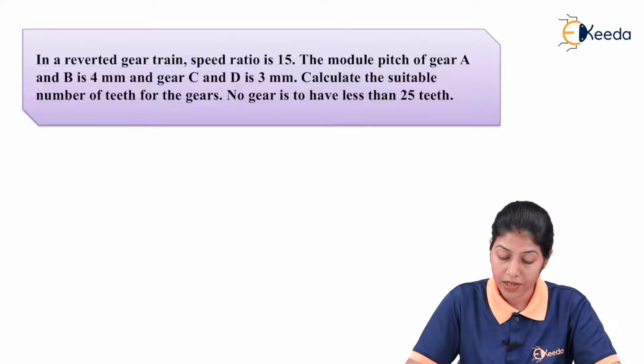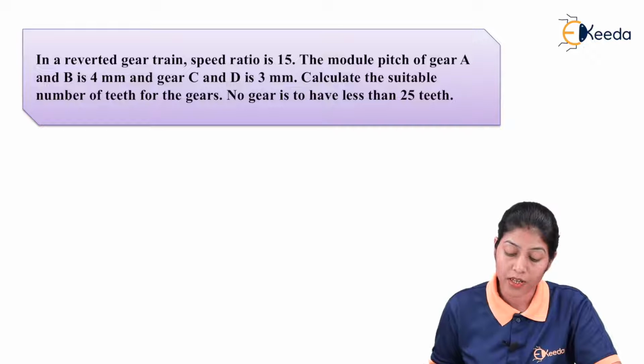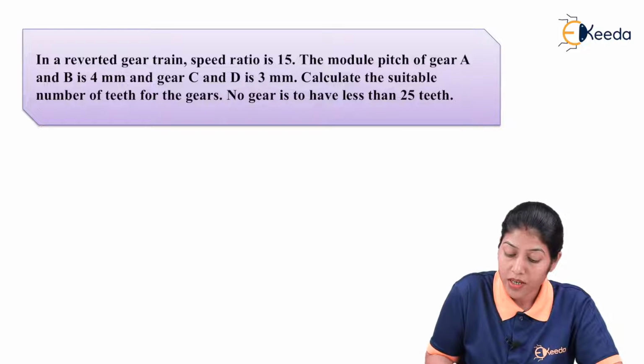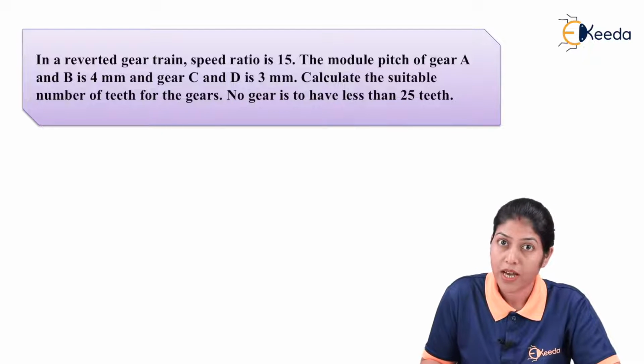So let's start the numerical which is related to concepts of reverted gear train, and the numerical is: in a reverted gear train, speed ratio is 15, module pitch of gear A and gear B is 4 mm and gear C and gear D is 3 mm. Calculate the suitable number of teeth for gear. No gear is to have less than 25 teeth.